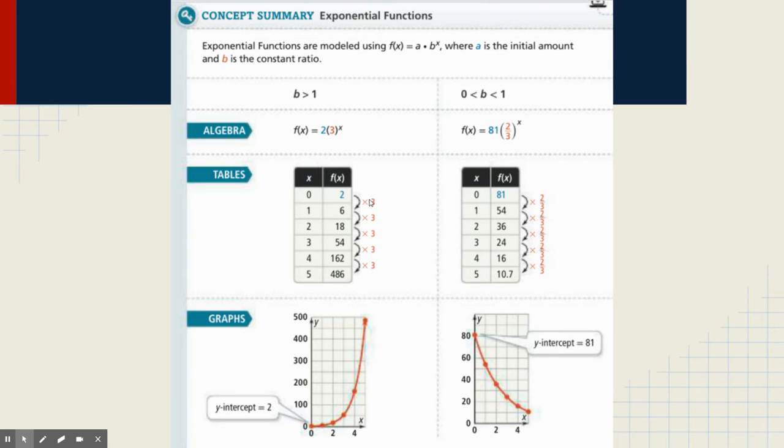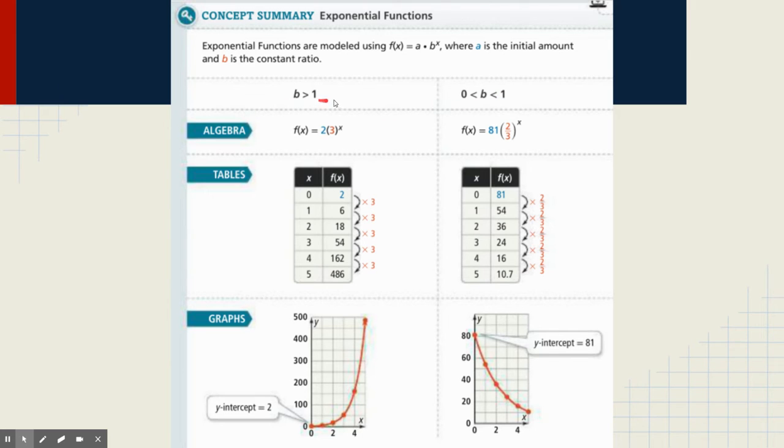Here's a little concept summary. It's important to copy this down. Again, exponential functions: a times b to the x power. A is the initial amount, b is my constant ratio. Now, when b is larger than 1, versus when b is less than 1 but not negative, there are differences that these present.